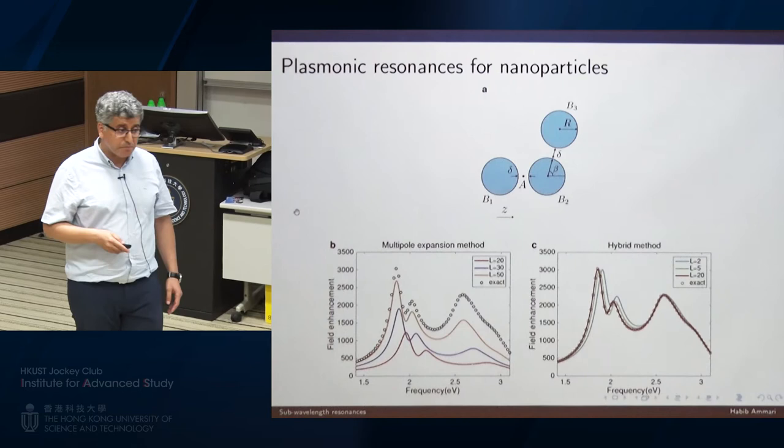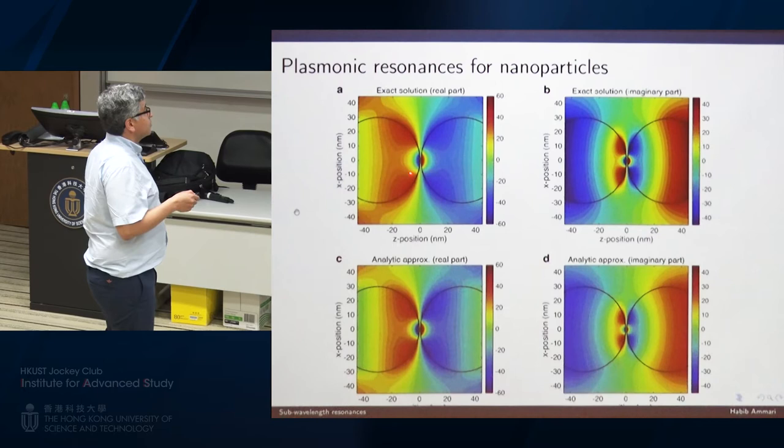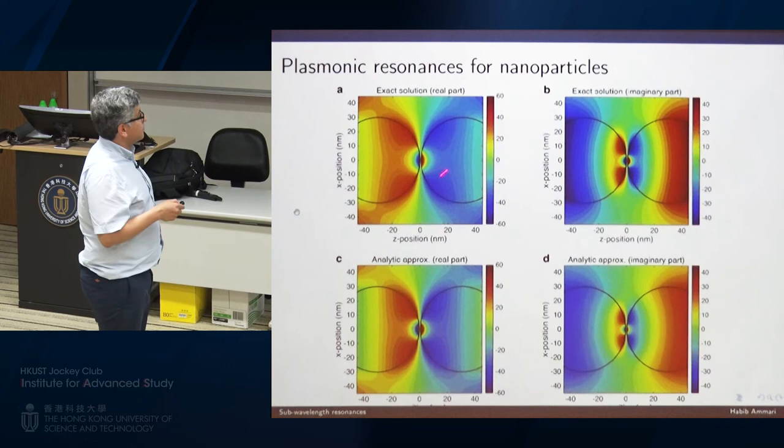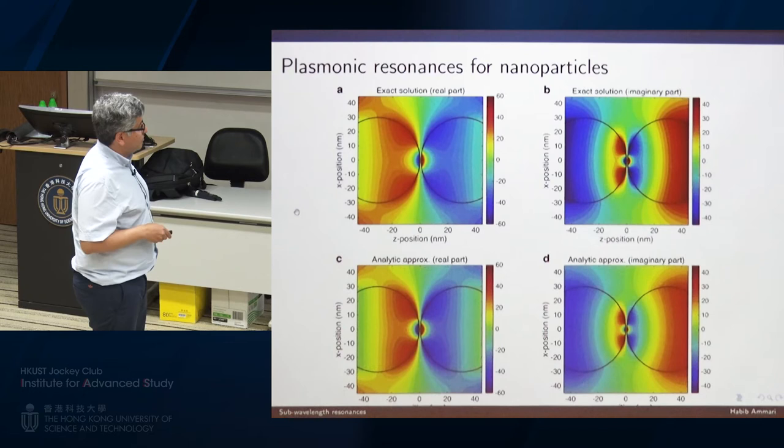This is the exact solution. Exact is always exact in terms of numerics, because there is no explicit solution in the computer. This is the exact solution, real part and imaginary part, and this is the approximation of the real part and the imaginary part, and they look very similar. So this hybrid method captures the singularity between the spheres.